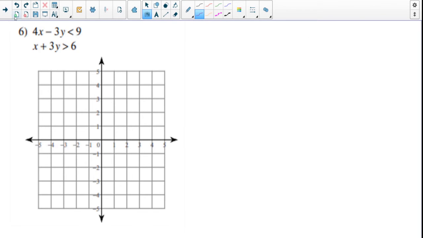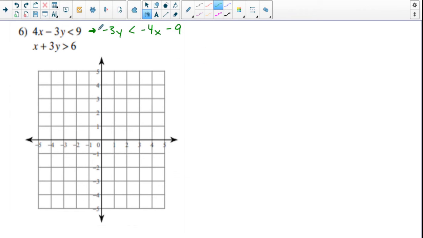Let's look at a harder one. So this is going to be a little more difficult because these are not already in slope-intercept form. So the first thing that I have to do is actually just move some stuff around to put these into that y equals mx plus b form. So like here on the first equation, the first thing I would do is move this x term over by subtracting it over to here. So I'm going to have -3y is less than -4x, I'm subtracting that over, minus 9.